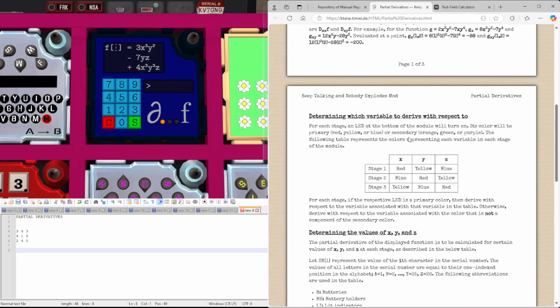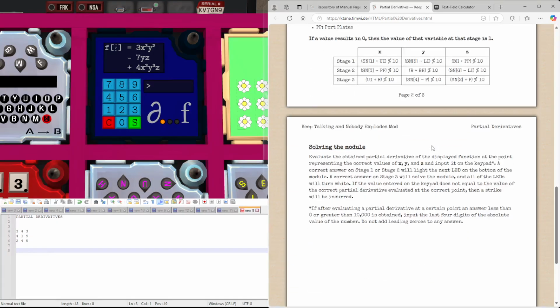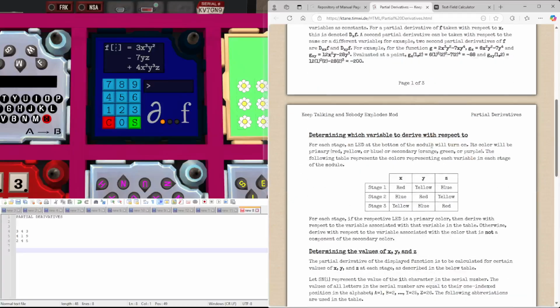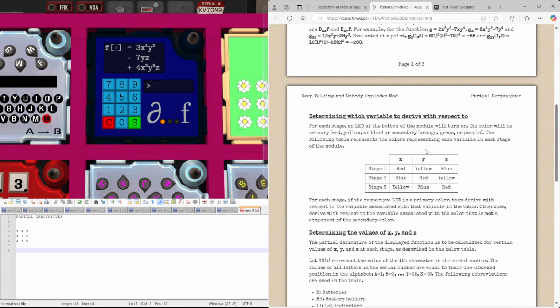And then you make the LED primary colour and driver spinning variable. Otherwise, driver spinning variable is associated with the colour that is not a component of the secondary colour. So we have orange, so we're deriving with respect to blue. Because green would be these two, and then red, purple would be those two.